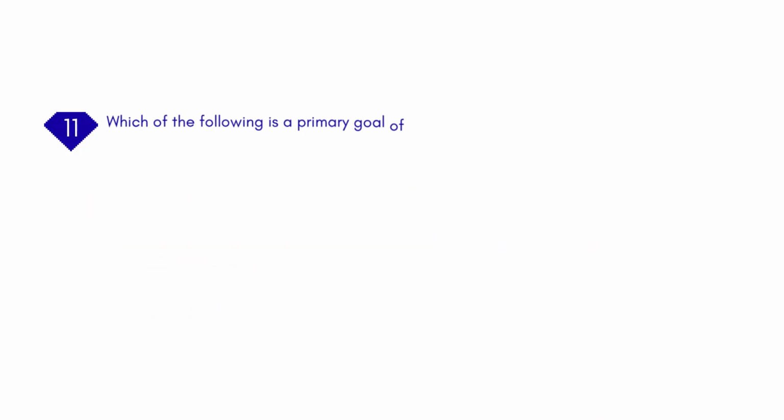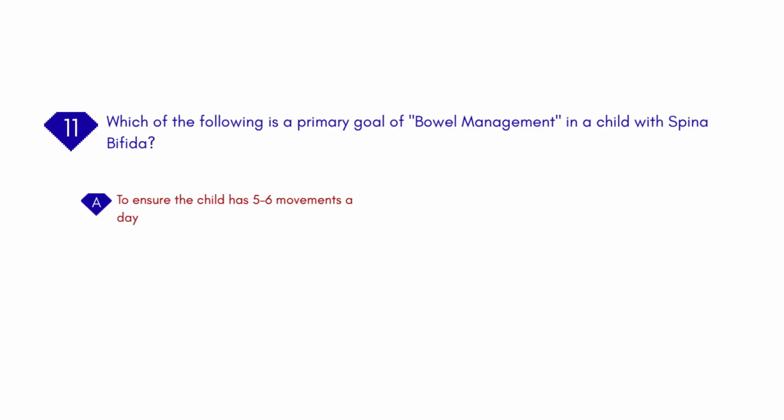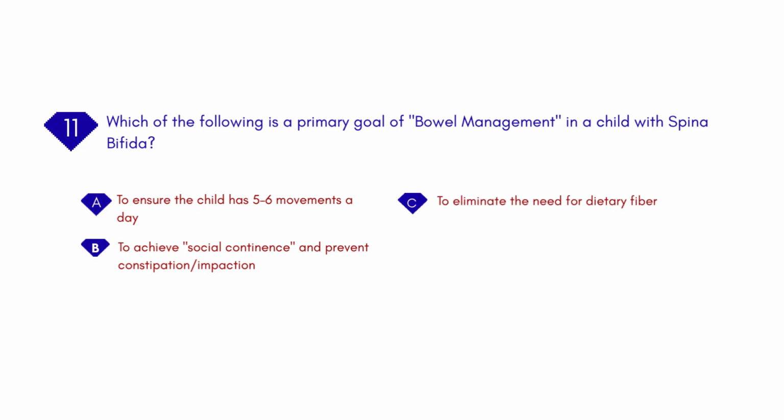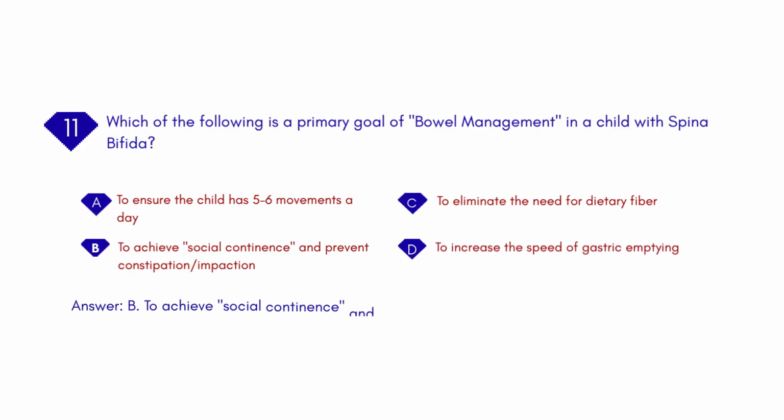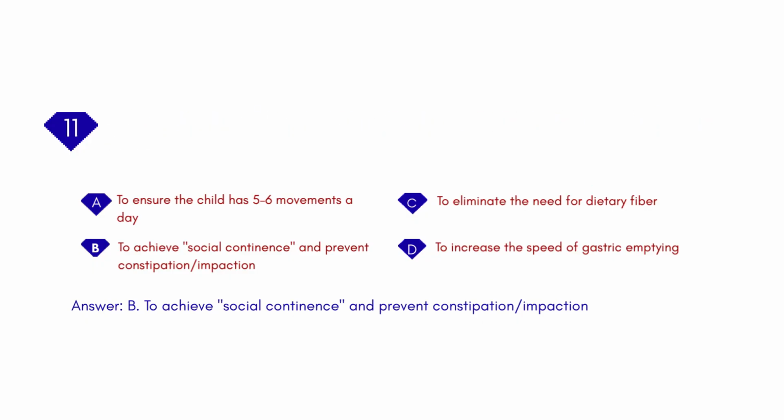Which of the following is a primary goal of bowel management in a child with spina bifida? A. To ensure the child has 5 to 6 movements a day. B. To achieve social continence and prevent constipation/impaction. C. To eliminate the need for dietary fiber. D. To increase the speed of gastric emptying. Answer: B. To achieve social continence and prevent constipation/impaction.